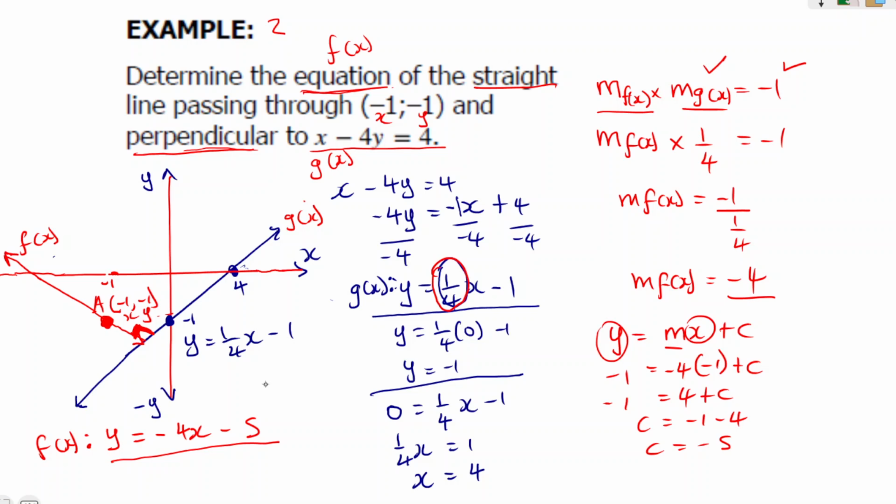Yeah, it was a little bit tricky because they didn't give you 2 points for this f(x) line. They only gave you 1 point. So if you know the gradient of the line that it is perpendicular to, you can use this formula every time. This is the formula to find the gradient of either f(x) or g(x) if you are given one of them. Yeah, so this was the end of example 2. You can pause the video and go through your calculations and see if you are following.